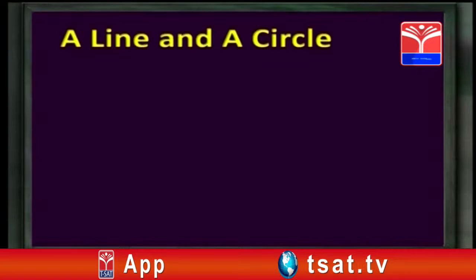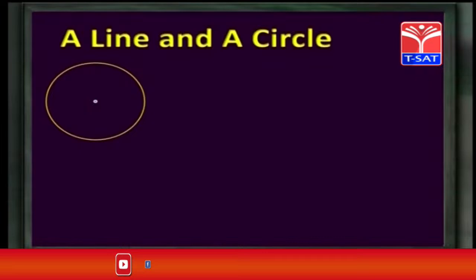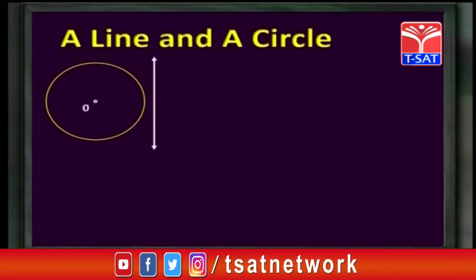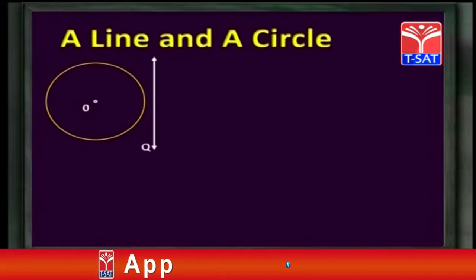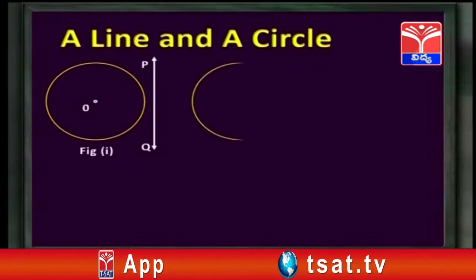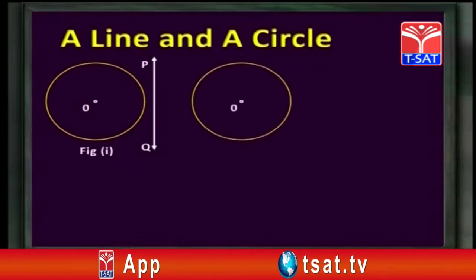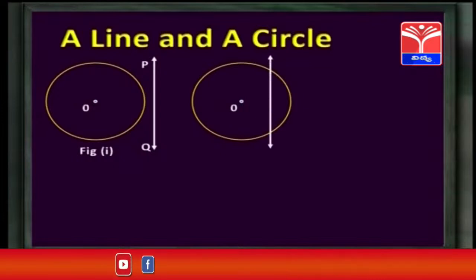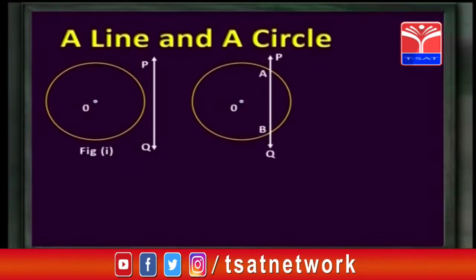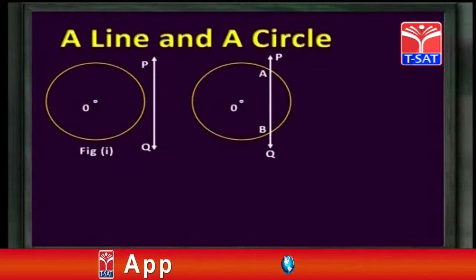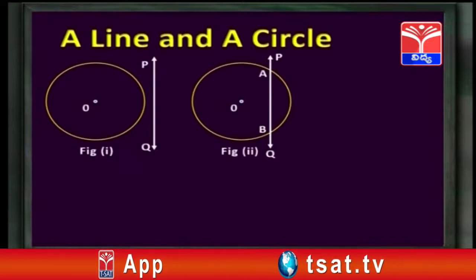Now let us see the relation between a line and a circle. This is a circle having center O and this is a line. If you observe this line and circle, both are not touching each other, and PQ is a line here. In the second one, the circle having center O has a line passing through it, touching at 2 points, one at A and one at B. So AB is called a chord and PQ we call a secant.